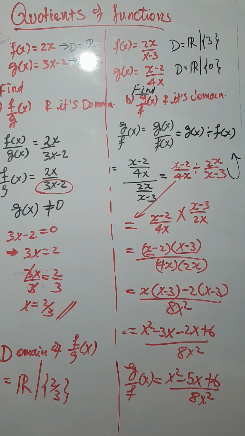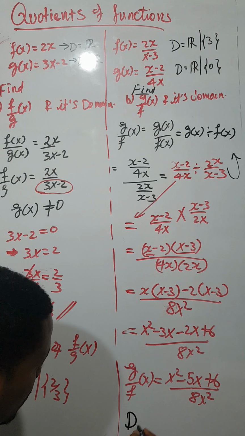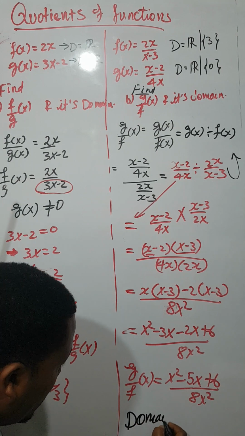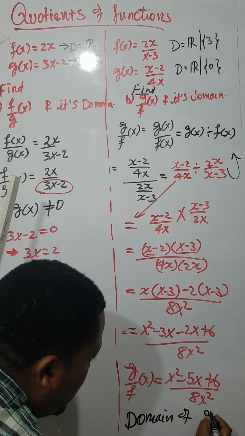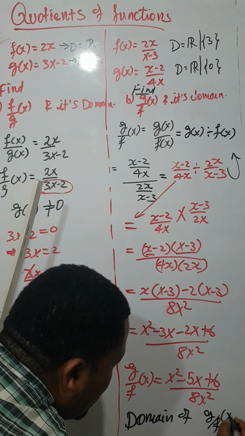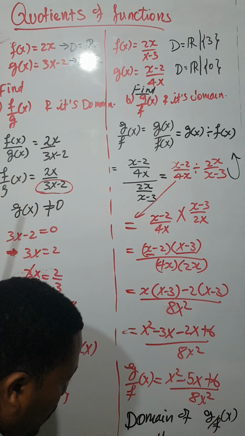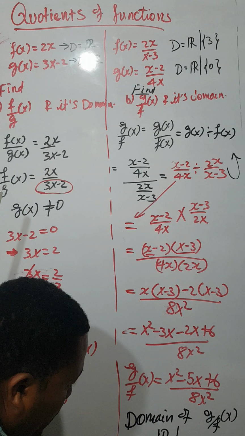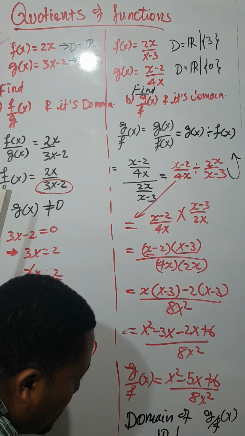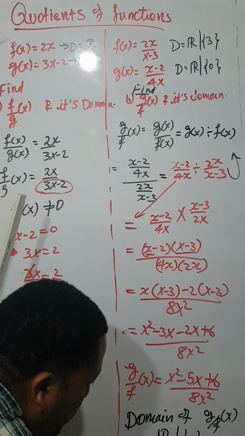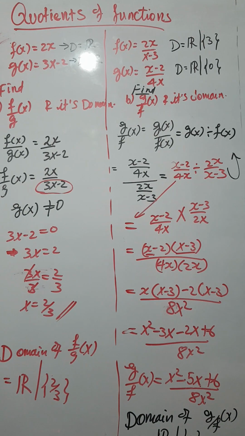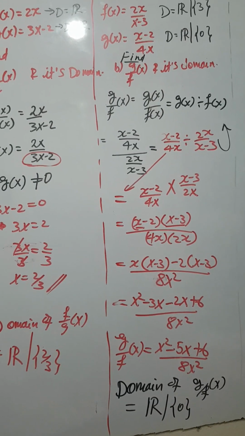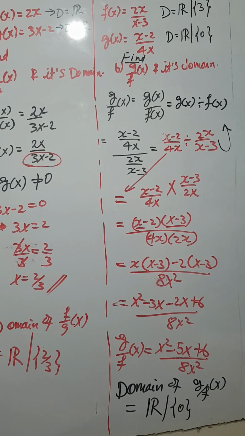So the domain of g over f of x is equal to the set of real numbers except 0, the set holding 0. So any number other than zero can be used.